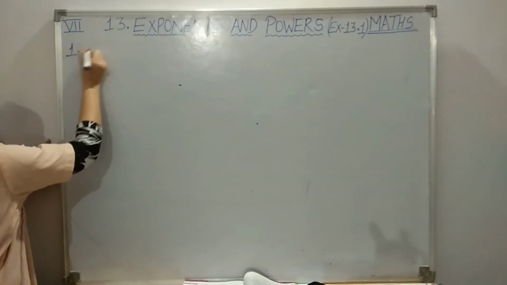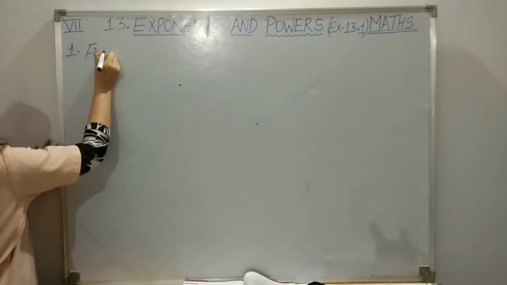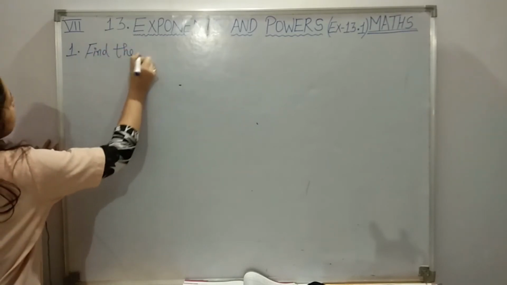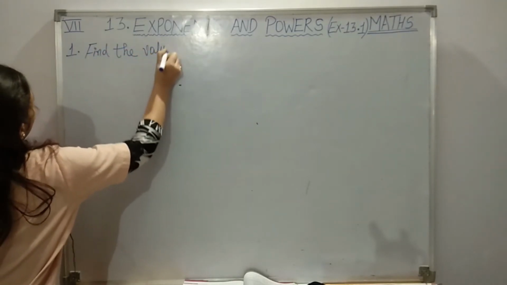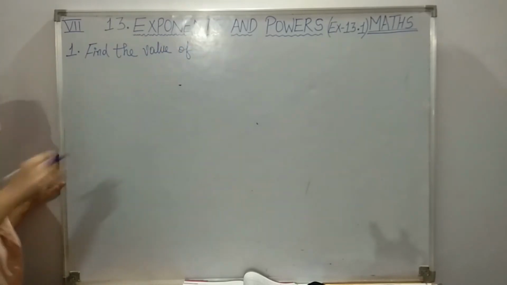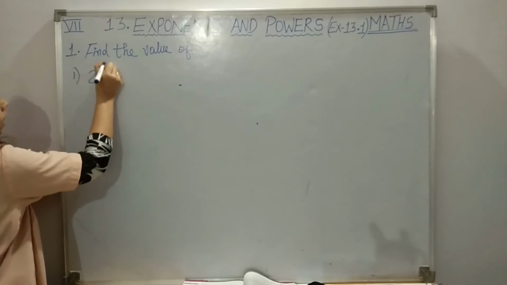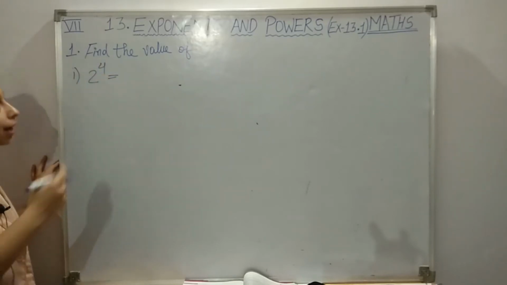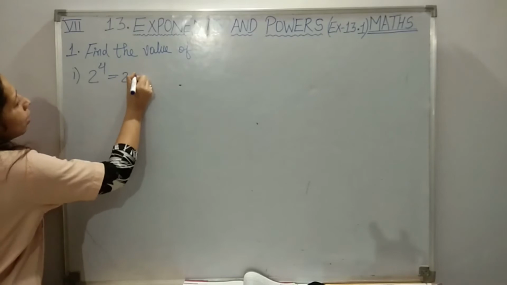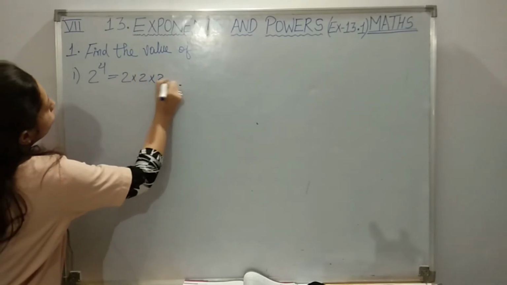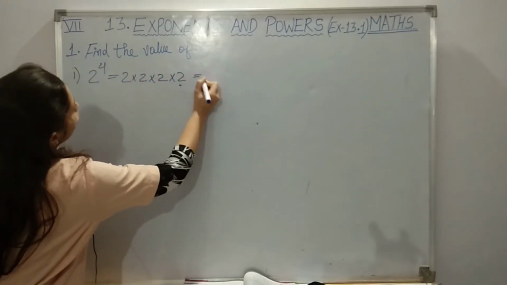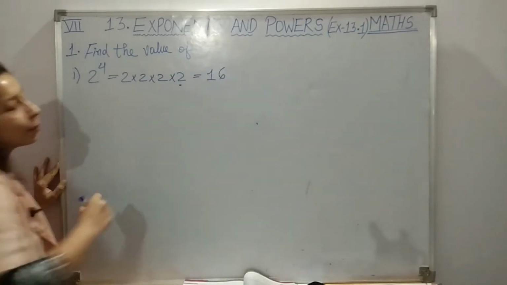The question is: find the value of. You can see there that exponential forms of numbers are given, isn't it? First point is 2 raised to the power 4. How to get its value, students? Here you are going to multiply 2 four times. So 2 into 2 into 2 into 2. 2 2s are 4, 4 2s are 8, 8 2s are 16 will be your answer.